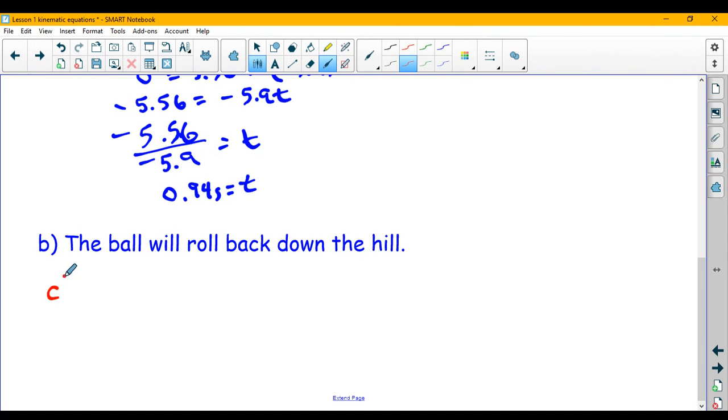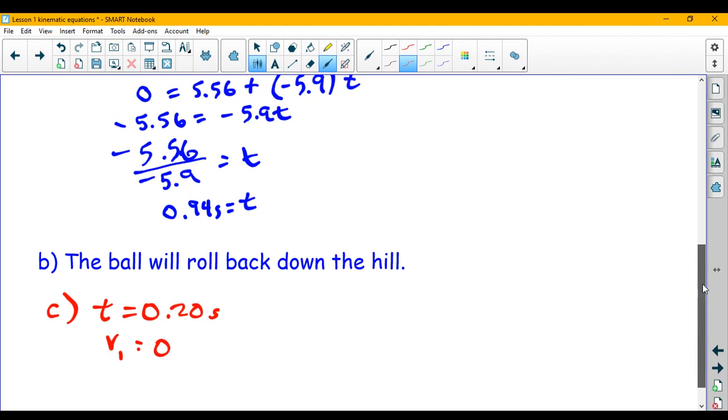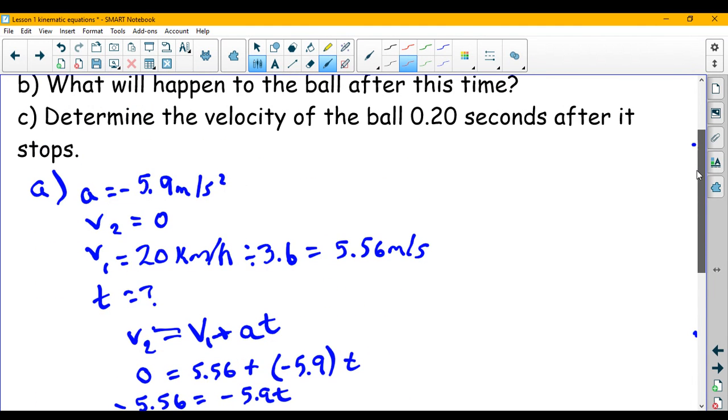Part C, I have now said, I want to know after the ball is stopped and it rolls for another 0.2 seconds, what is it doing? So this will be correct. I also know that when it rolls down the hill, V1 started at 0 because it stopped and then it rolled down the hill. I need more information than this, and I do have a third piece of information. It's just I might not think about it right away, especially when you're first starting off.